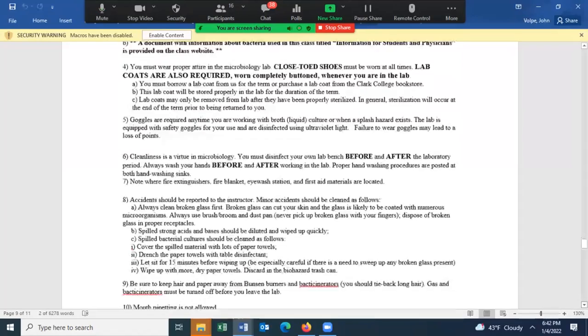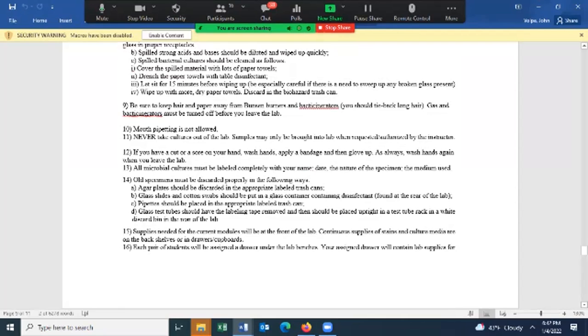I'll let you read about accidents in the lab, and all the other procedures. I'm thinking, is there anything really important here? Everything that you use in the lab is generally supplied to you, like paper and pencils and a notebook and all the organisms and the cultures and the solutions you'll be working with. So you don't really need to bring in anything.